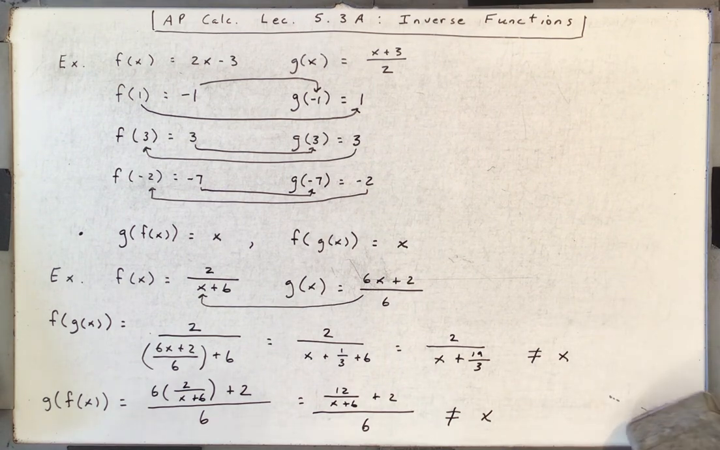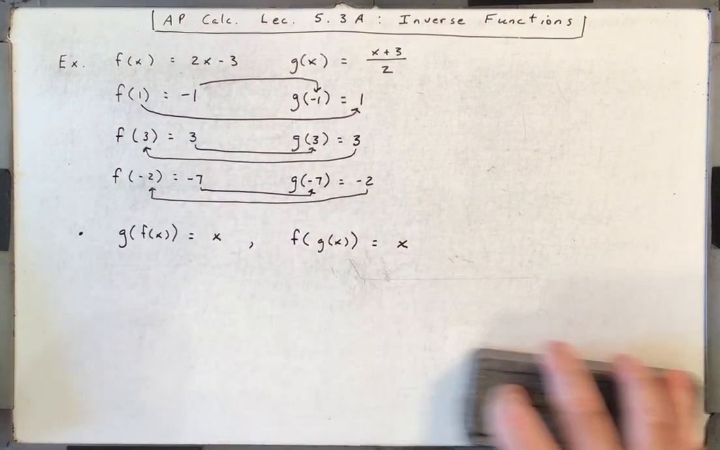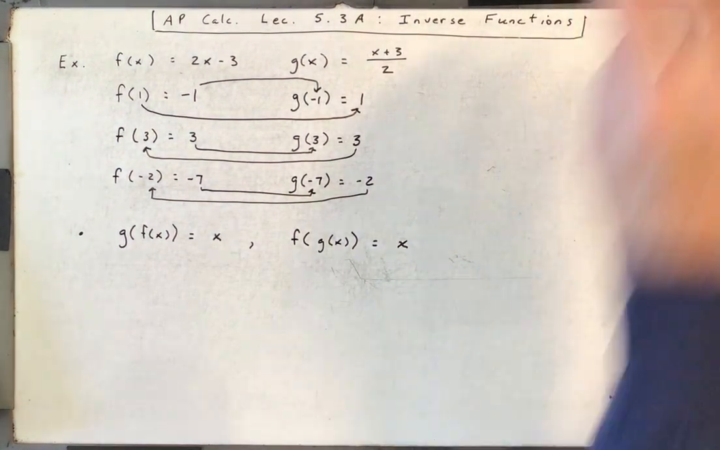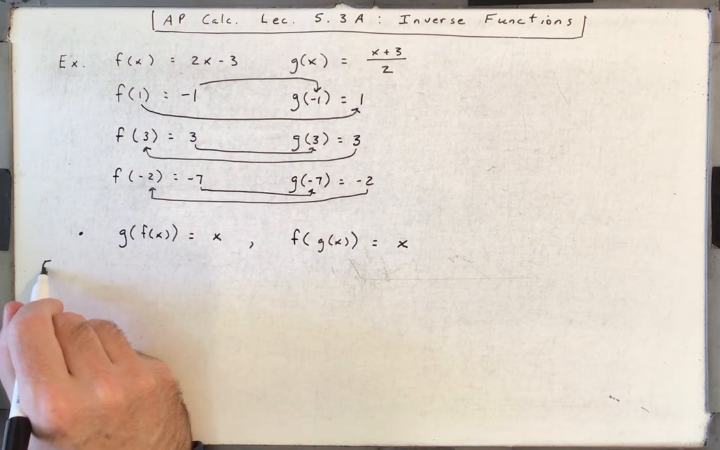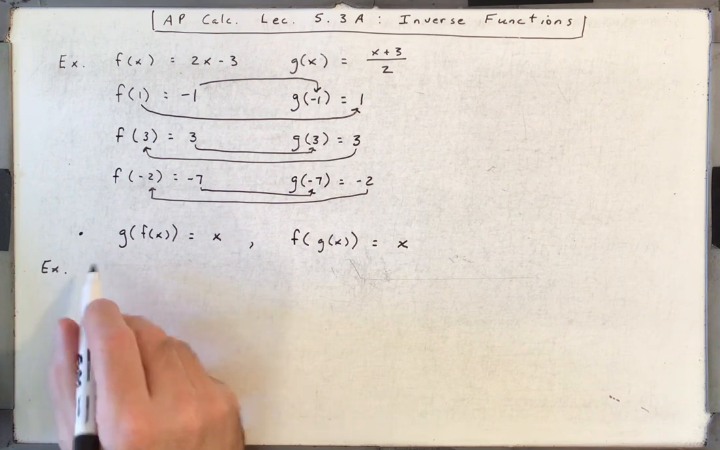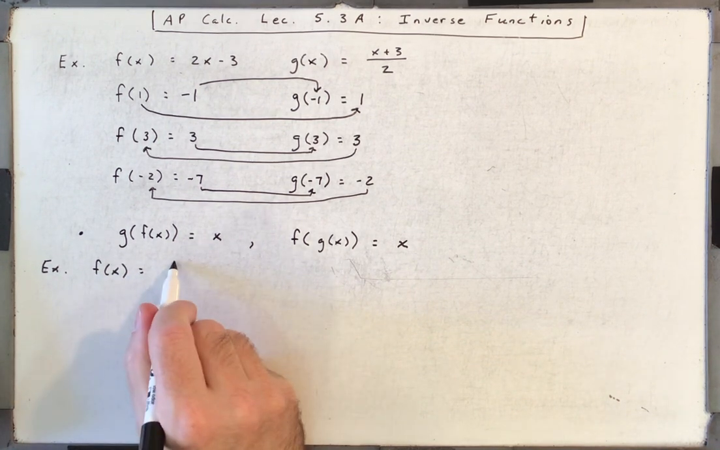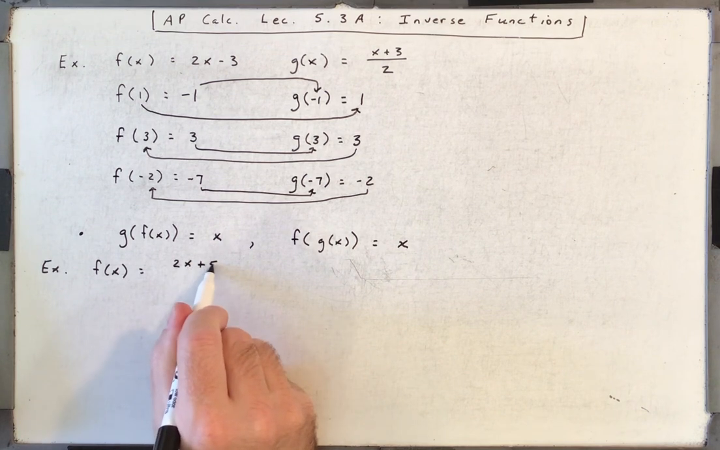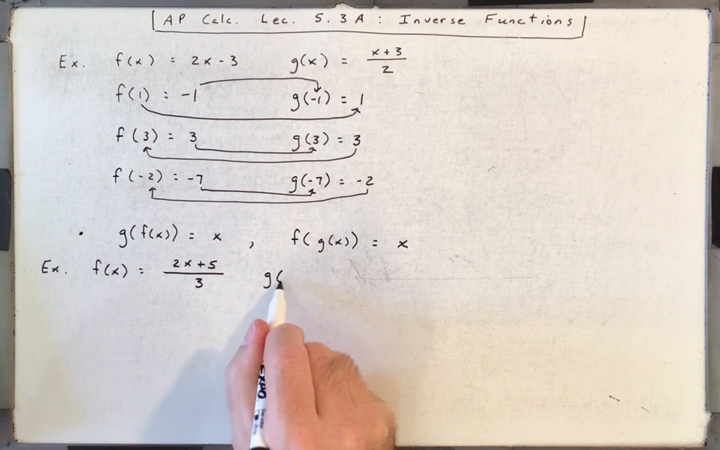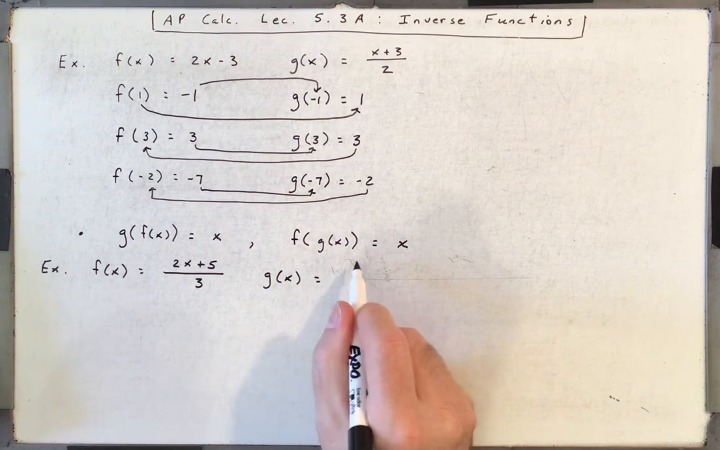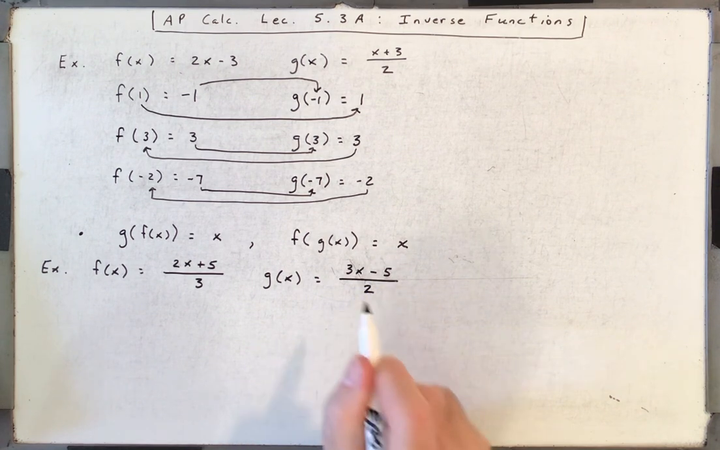Let's try another one. You can probably guess, if I gave you one where they are not inverses, how this one's going to work out. But the next example, so we are at the bottom of the first page of your notes. We have f of x is equal to (2x plus 5) over 3. And then g of x is equal to (3x minus 5) over 2.